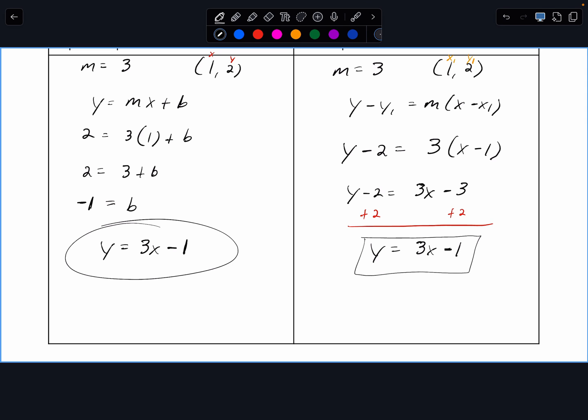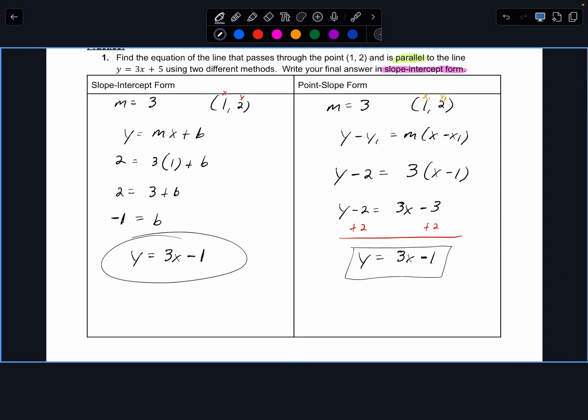Now, there will be times where I'm going to force you to use point-slope form. But there will be times where I'll say, it's your call. So if I say it's your call, do I care which way you do it? No, but I need you comfortable with point-slope. So there will be times where in the instructions, it's going to say you must use point-slope. Okay? All right, when you're ready, flip it.